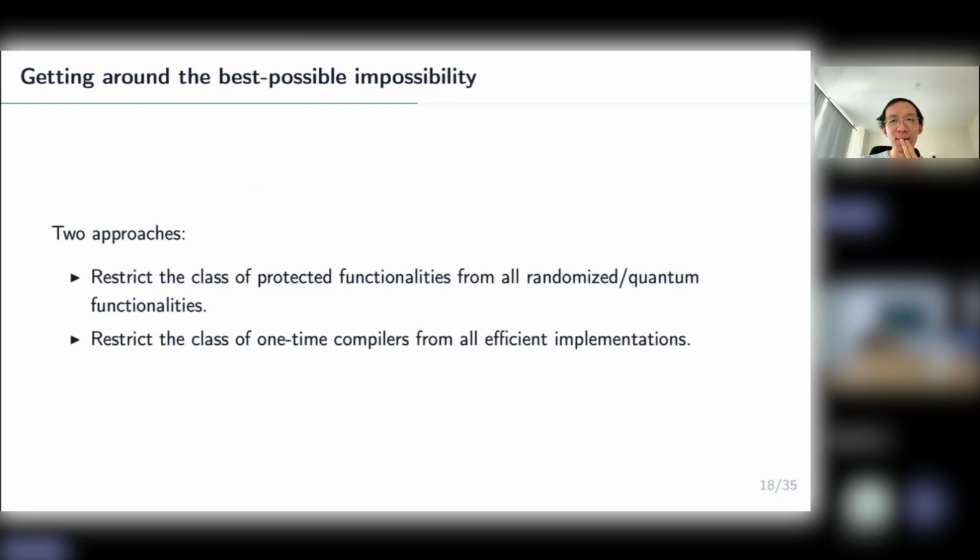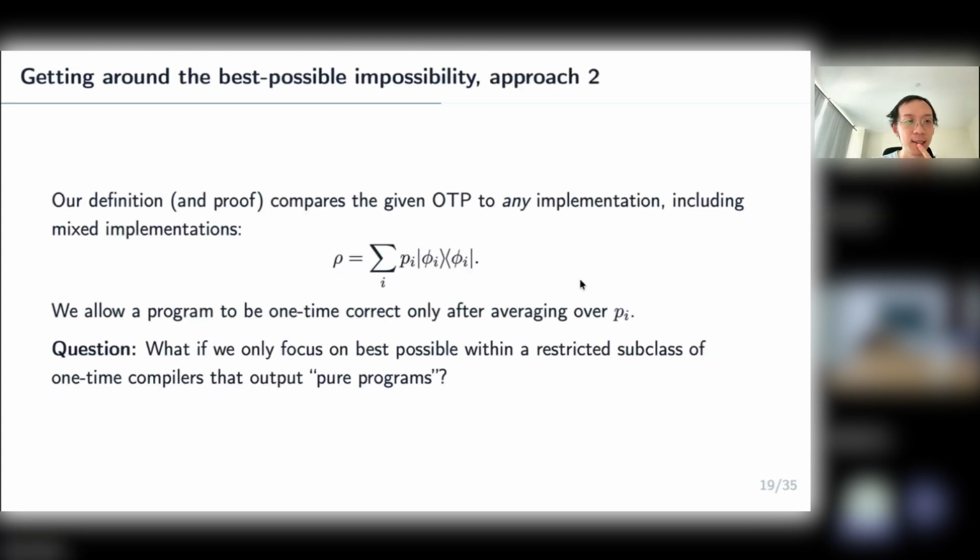Yes. So the impossibility is for all randomized functionality. It rules out all classical randomized functionality, and randomized functionality is a subclass of quantum functionality. So it also rules out the more general class of quantum functionality.